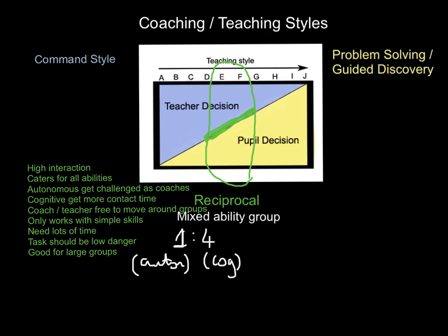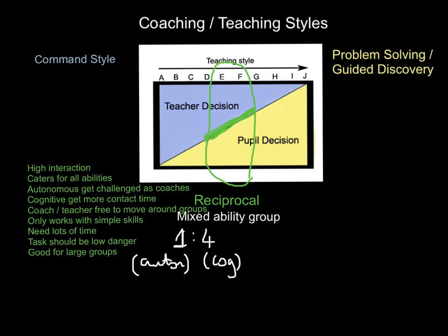Right, there's a lot to take on board, so you're going to have to look at these points carefully, okay? If you are splitting the group up and giving 1 autonomous learner a few cognitive learners, that is going to promote high levels of interaction. Those 4 are going to be talking to that 1 a lot, and vice versa. Okay, so you're going to have a lot of interaction in the group, lots of communication, lots of decision making. It's fantastic. Because you're challenging that autonomous learner as a coach, and the 4 weaker ones are getting more contact time, it's catering for all ability levels.